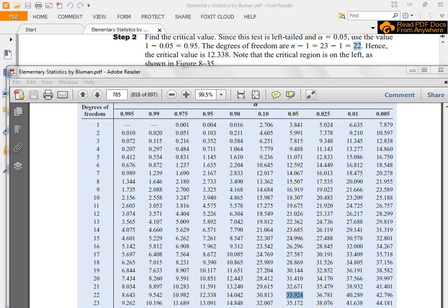Yes, in the non-critical region we're having 0.95. So in the 0.95, I'm taking this 0.95 and it is becoming 12.338. So 12.338 has been picked up from the chi-square table.